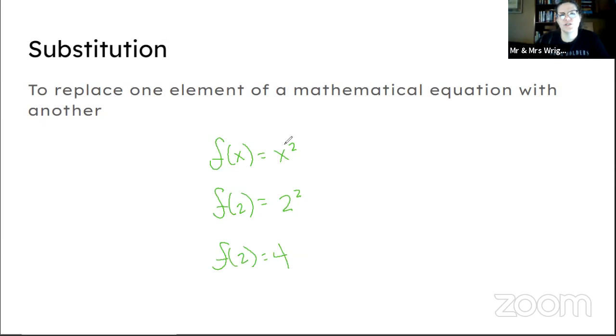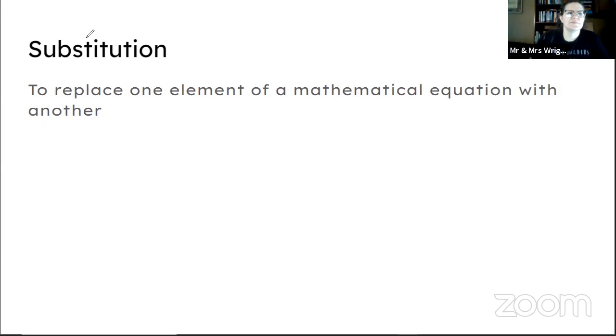So substitution, just like in sports, if you have an injured player, you need a substitute. You need someone to tag in. You need someone to come in their place. And so that's what's happening here. We have 2 is substituting for the x. It's coming in its place.